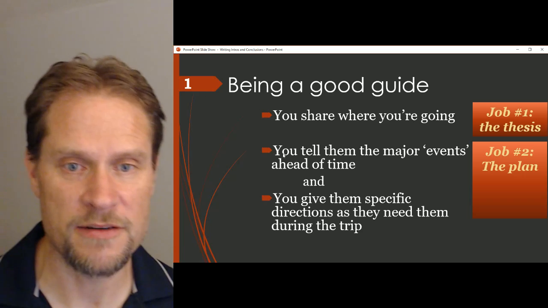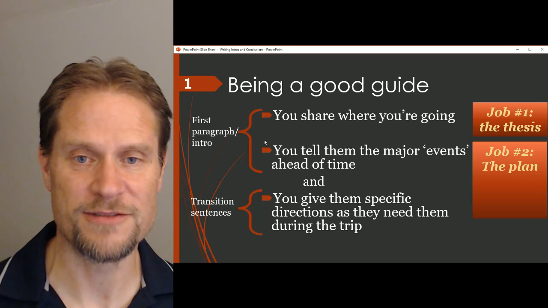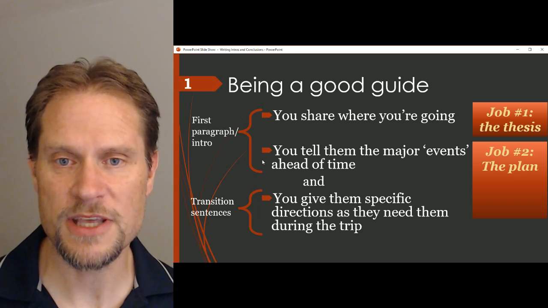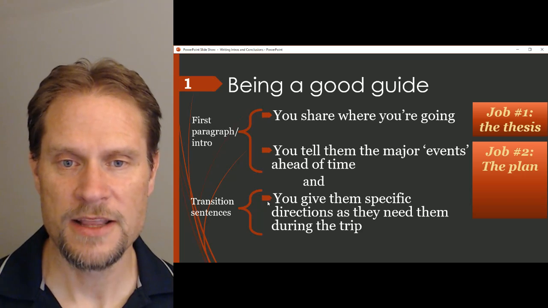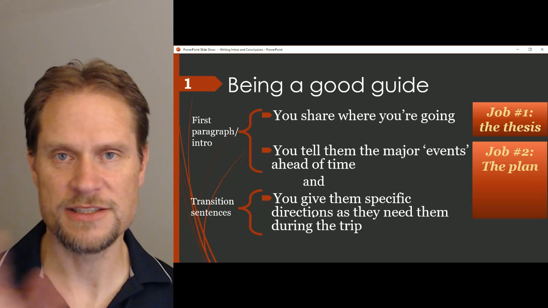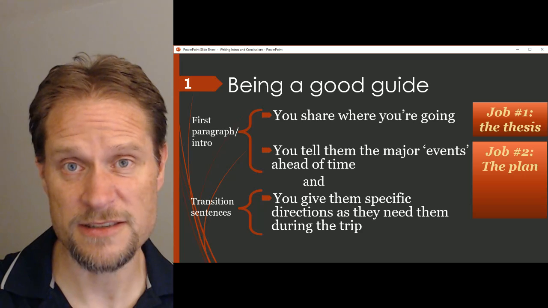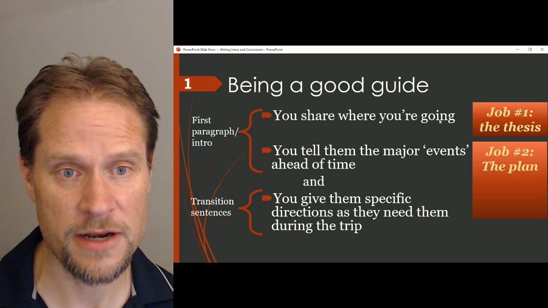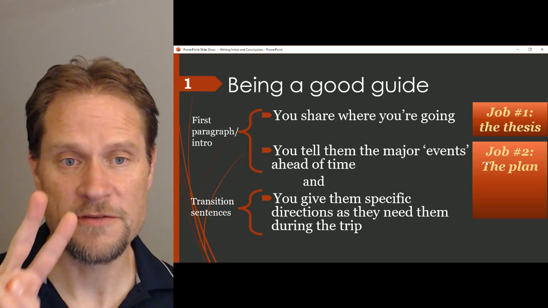This is being really explicitly reassuring and verbose, like one of those cab drivers who talks a lot, right? Those first two things, that's what's going to happen in the introductory paragraphs. And then this last thing, the specific directions as you need them during the trip, that's going to be transition sentences. We'll talk about that in the next video in more detail, right? But these are two jobs that are going to happen in our first paragraph.